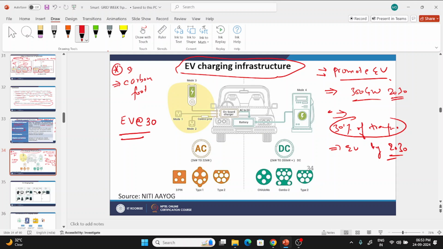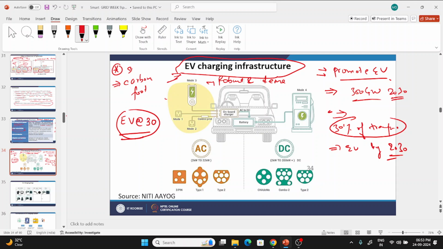So, for the electrification of the transportation network, the charging infrastructure plays a very high role. To achieve these ambitious targets, our charging infrastructure must be robust, and it has to be dense, meaning it should be everywhere so that users can charge their vehicle without any difficulty.